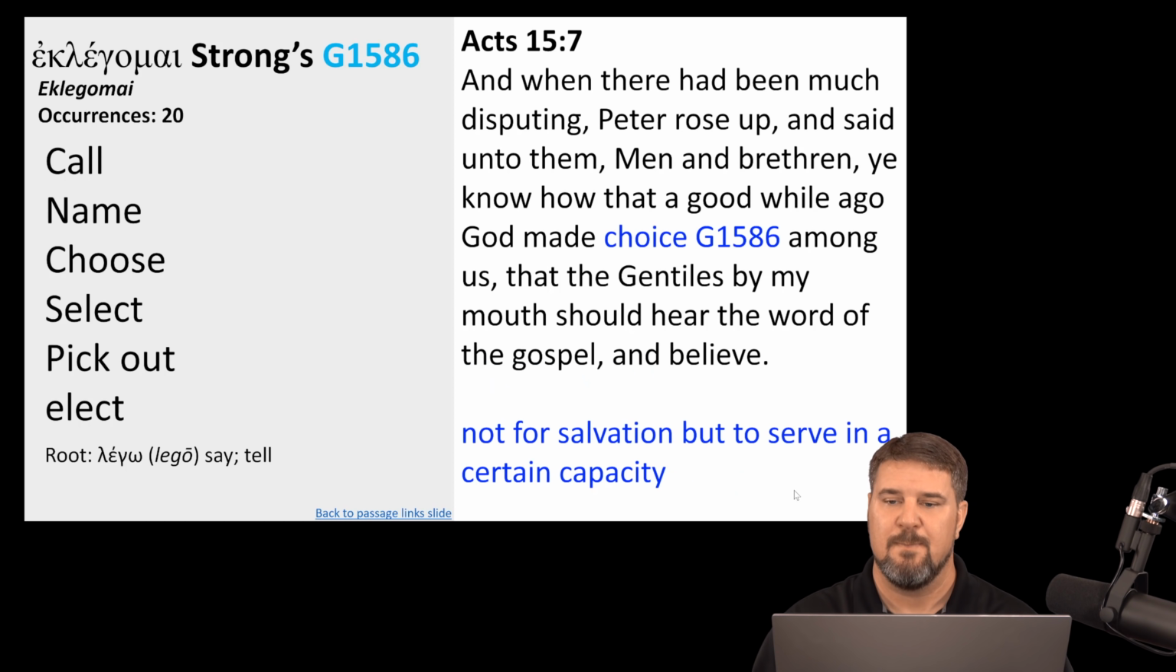Acts 15:7. And when there had been much disputing, Peter rose up and said unto the men and brethren, ye know how that a good while ago God made choice among us, that Gentiles by my mouth should hear the word of the gospel and believe. It took place at Cornelius' house. So Peter was chosen not for salvation, but to serve in a certain capacity. And it tells you what it is, that Gentiles by his mouth should hear the word of the gospel and believe. So God made choice among them, among those Jews and the other apostles, that Peter should be the one that does that. So that should be very clear.